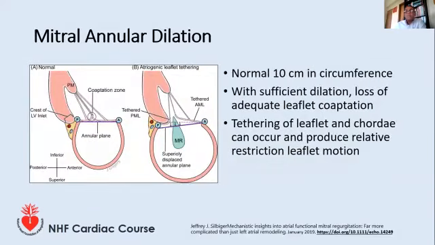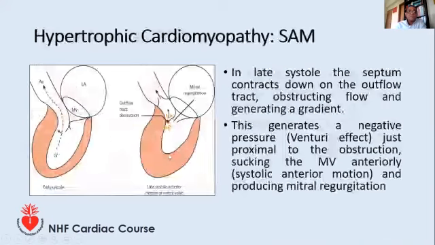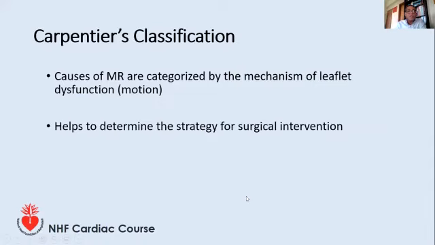The mitral annulus is normally 10 centimeters in circumference. So with sufficient dilatation, loss of adequate leaflet coaptation and tethering of the leaflet and chorda can occur and produce relative restriction of leaflet motion. In hypertrophic cardiomyopathy, we know that systolic anterior motion of the leaflet occurs due to the Venturi effect, which results in mitral regurgitation.